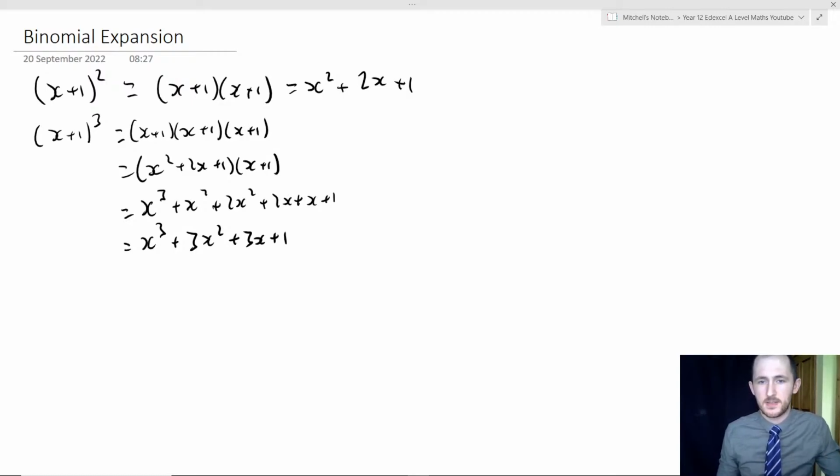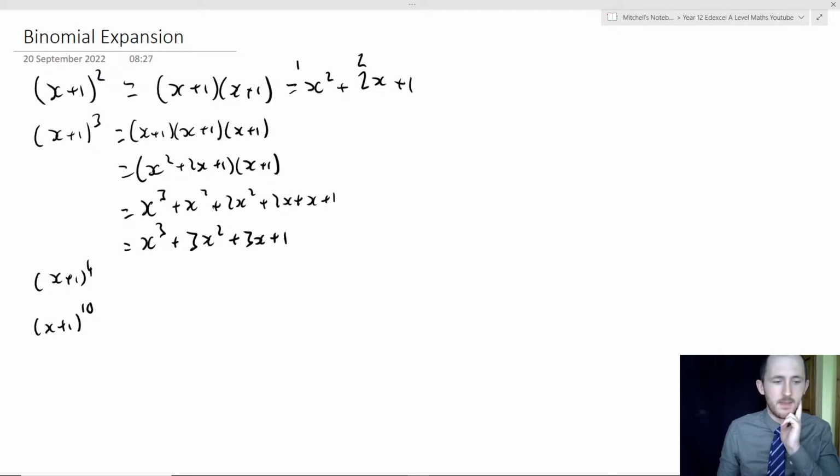Now, can you imagine if we had to do (x + 1) to the 4? Okay, what about (x + 1) to the 10? So that's getting a bit tricky, right? But you might notice that you have these patterns coming up. So the number in front of x squared here is 1. Then the number in front of x is 2. It's 1, okay. And then you have 1, 3, 3, 1.